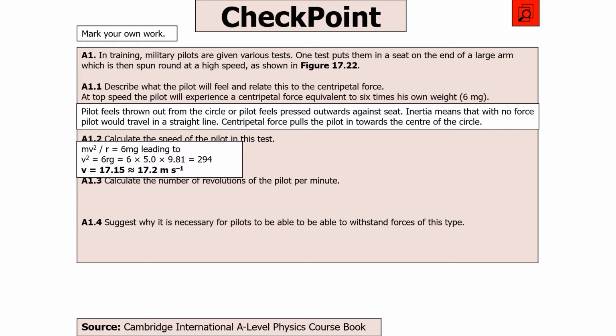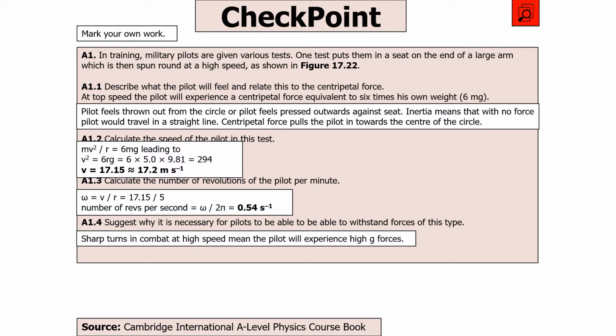Now, the number of revolutions of the pilot per minute, well, we do omega equals v over r. We can therefore work it through to equal 0.54 revolutions per second. Then to get into the minute, we can times it by 60 if we want. Now, the next question, why are they going to be able to stand forces of this type? Well, the sharp turns in combat at high speed would mean they'll experience very high g-forces when they're moving around like that, so they've got to be able to withstand them.